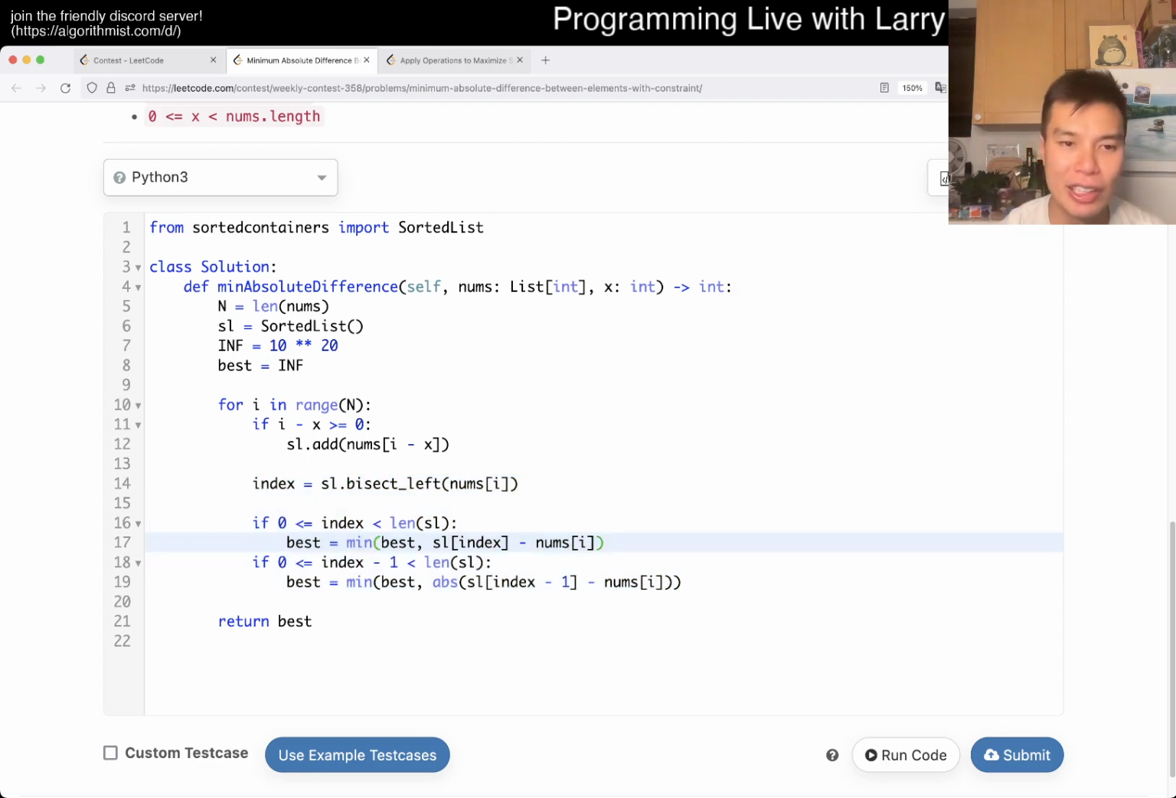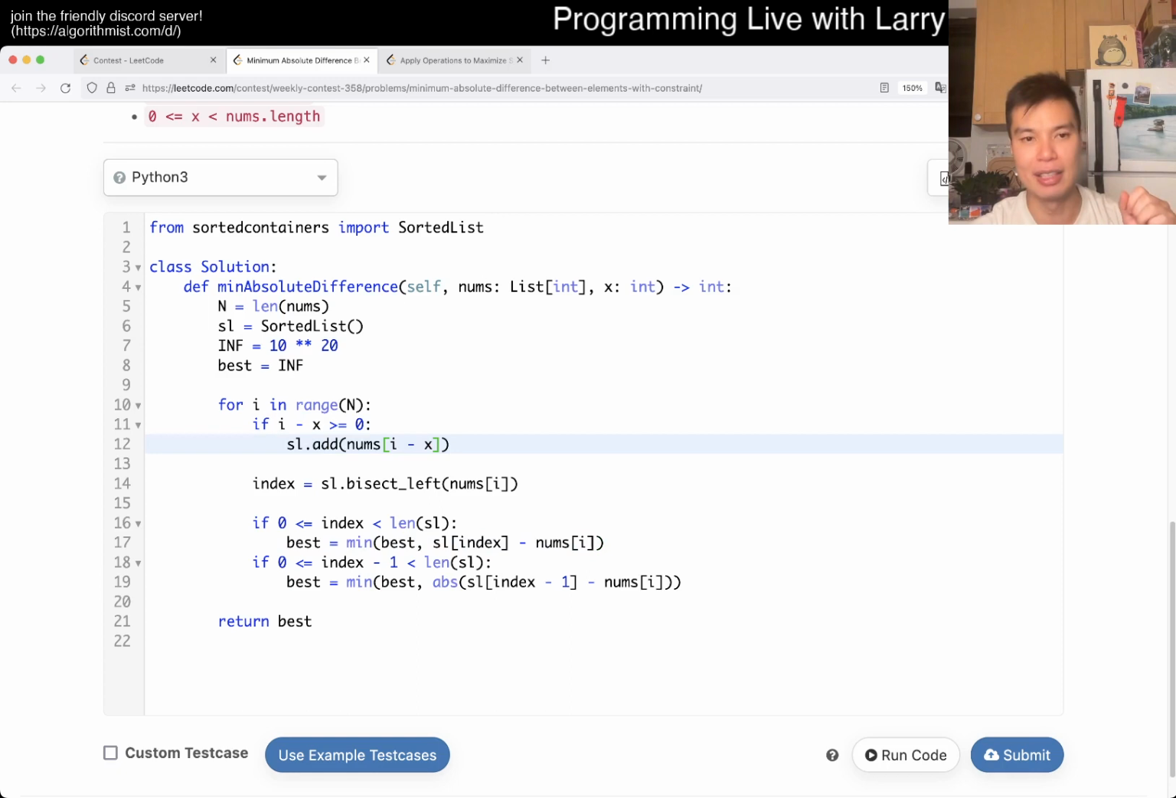And then here is the delayed insertion, is that now after X elements have been processed, or X plus one, some amount of elements has been processed, you add this number. And that's basically the idea. You can have implemented it as a queue or something like this as well.